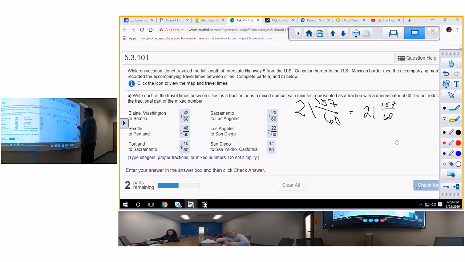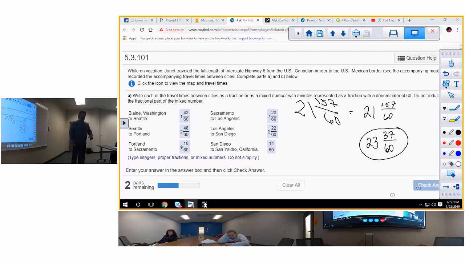How many times? 60 times 3 is 180, so that's too much. So 60 times 2, so that's going to bump that up to 23. Now, what's 60 times 2? 120? So that's going to leave 37, right? 37 over 60. So basically 23 and a half hours she was on the road.